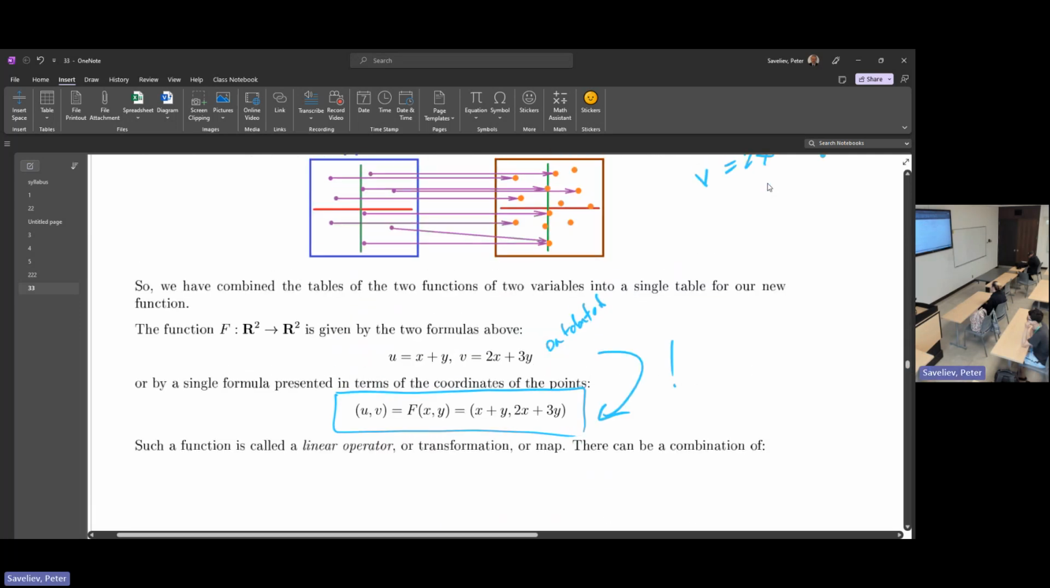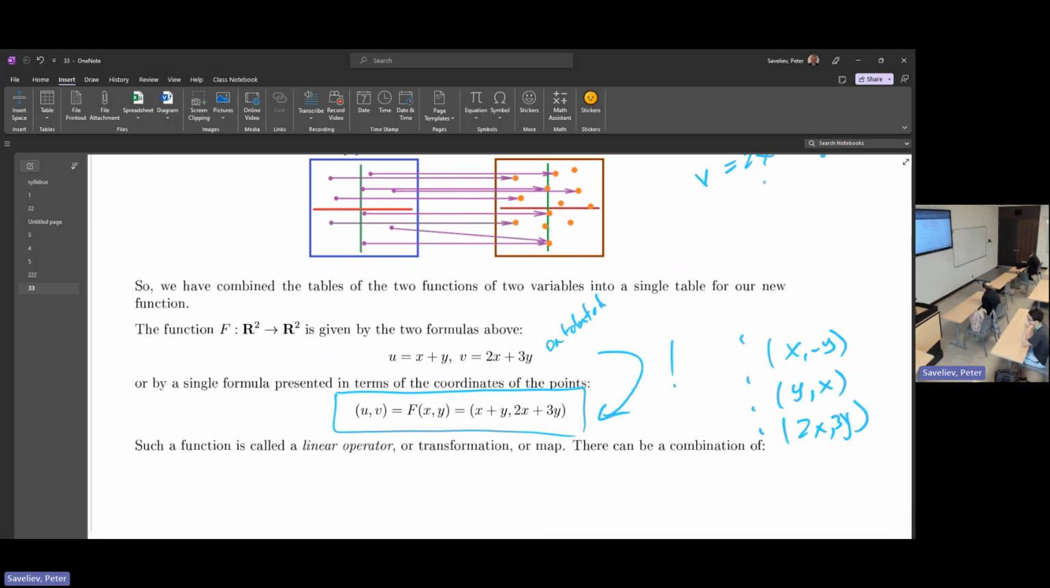So it's a linear operator. It doesn't look the same as what we have seen. Just to refresh your memory, we had x minus y, we had y, x, we had 2x, 3y, like that. These are the transformations we have seen, and this is the same story, only slightly more complicated. And in fact, the algebra that we're looking at is not so different. So it's still, look at it.